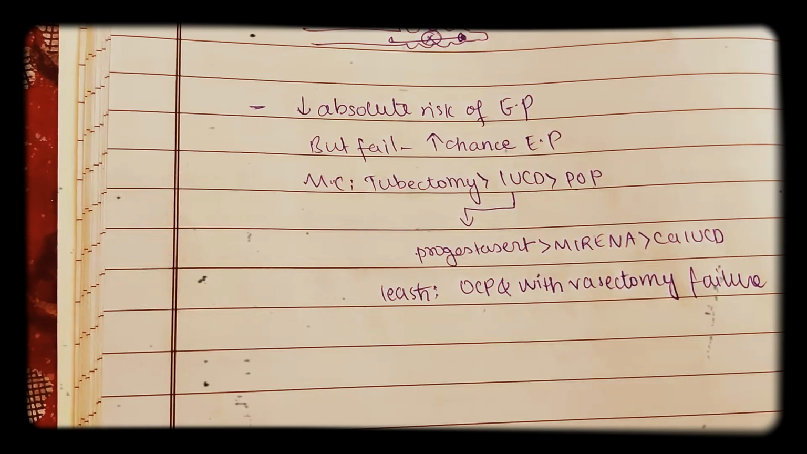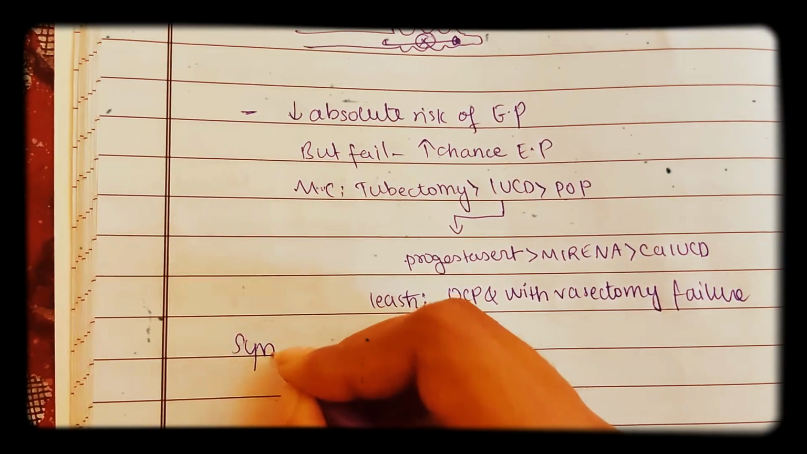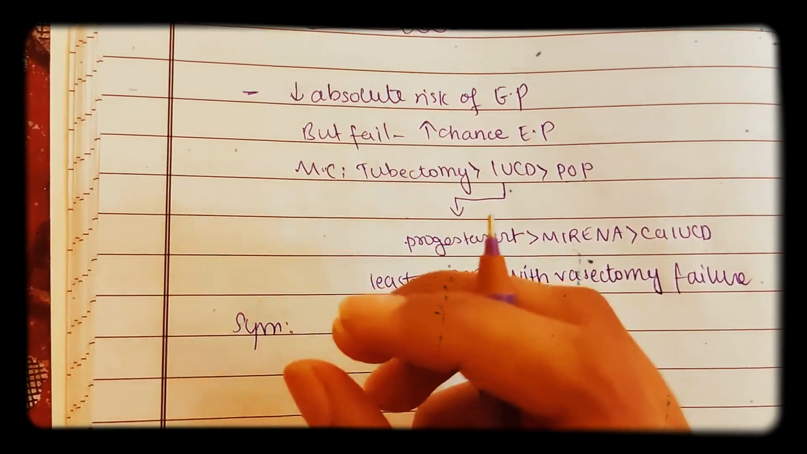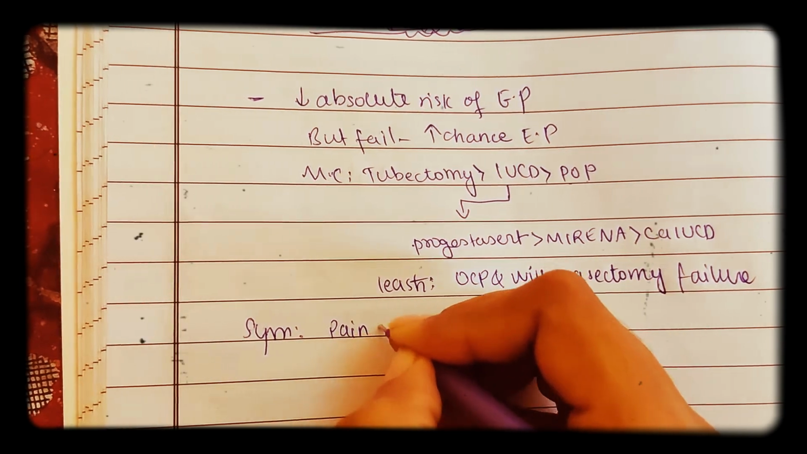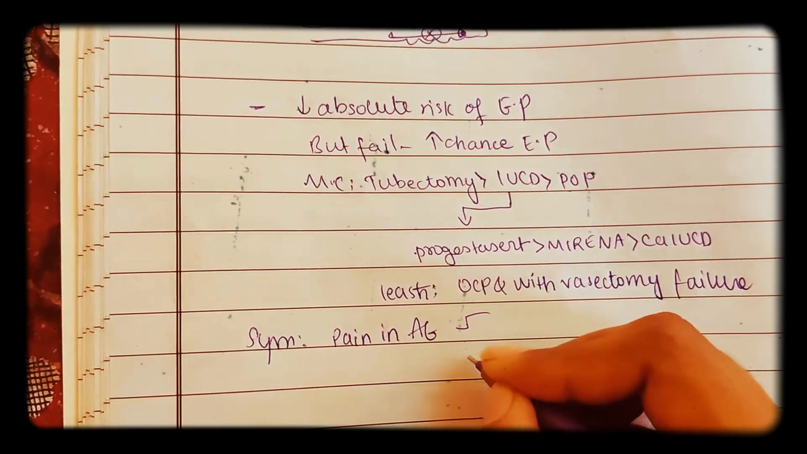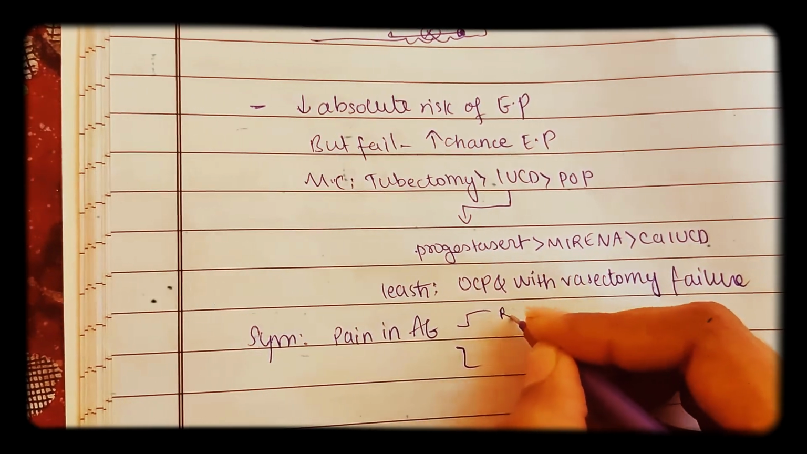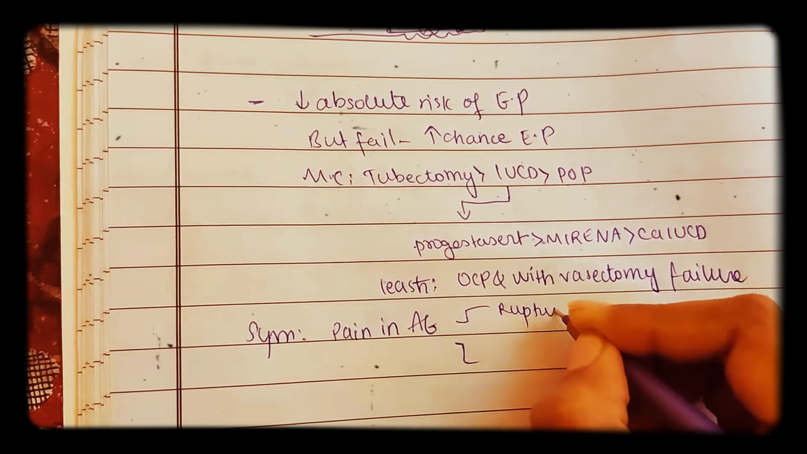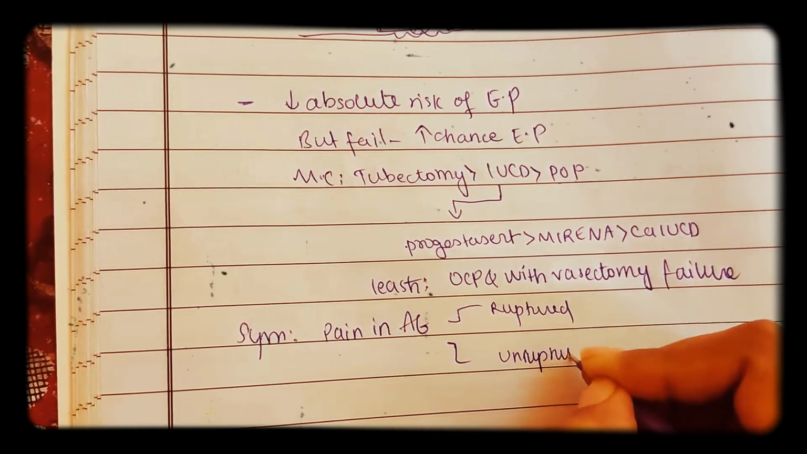Now let us go into the main part: what are the symptoms of ectopic pregnancy? The most consistent symptom of ectopic pregnancy is pain in the abdomen. So if any female comes to you with severe pain in the abdomen, you should suspect ectopic pregnancy. This ectopic pregnancy is in turn divided into ruptured and unruptured. So what is this ruptured and unruptured?